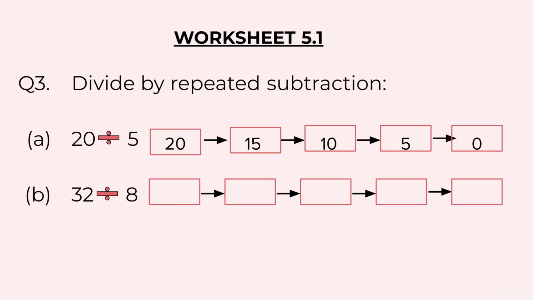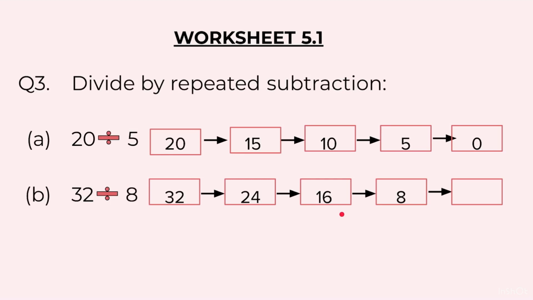Let us look at the B part. 32 divided by 8. We'll start by writing 32 here. Then we'll subtract 8 from 32. We get 24. We will write it here. Then we'll subtract 8 from 24. We get 16. We will write 16 in the next box. Then we'll subtract 8 from 16.